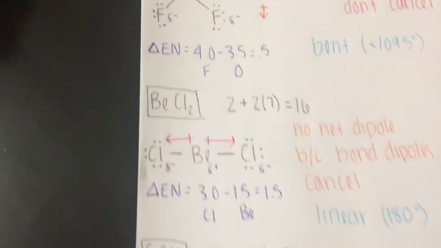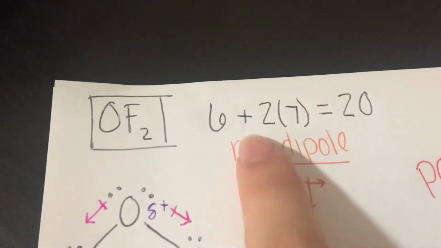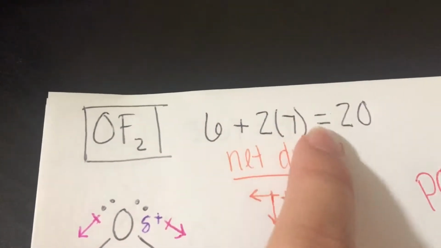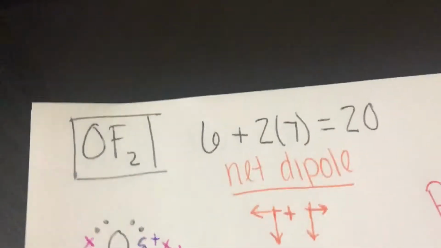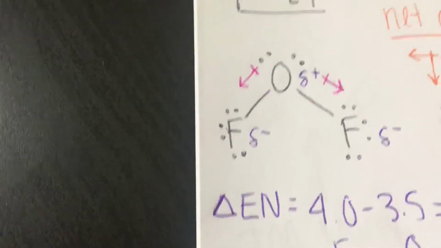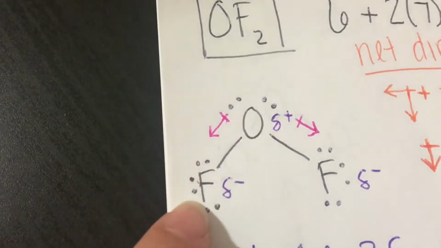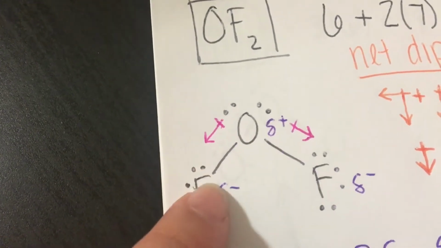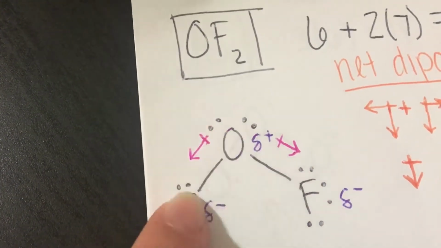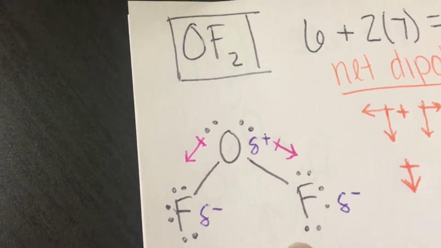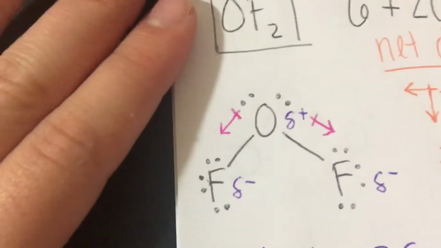So the next molecule is OF2. Again, there are 6 valence electrons on oxygen, and then there are 7 on fluorine, and you have 2 fluorines, so that's a total of 20. So then you draw the Lewis structure, and the oxygen goes in the middle because there are 2 fluorines. Oxygen likes to have 2 bonds, and fluorines each like to have 1 bond, so they're both single bonds, and then there are 3 pairs of electrons on each fluorine and 2 other pairs on the oxygen.